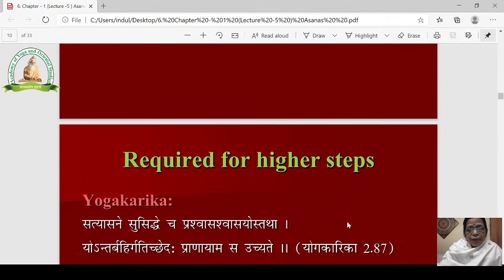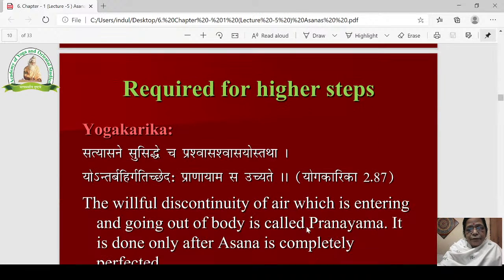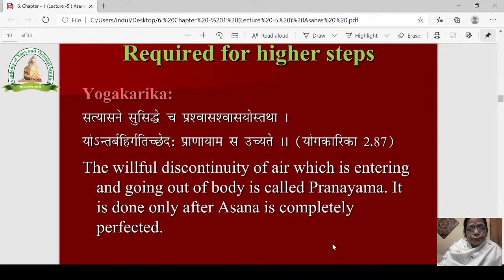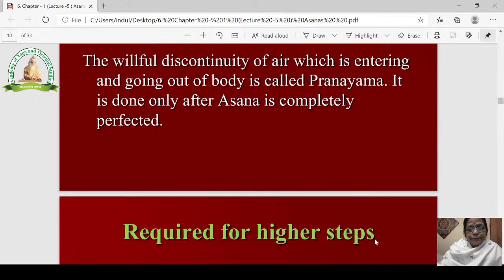not before that. Again, let us see what Yogakarika says. Yogakarika says, Satyasane susiddheja prasvasa swasayos tatha jontar bahirgati chedah pranayama sauchyate. The willful discontinuity of air which is entering and going out of the body is called pranayama. It is done only after asana is completely perfected. Here also Yogakarika says that only when one is perfect in asana, then he should proceed to do pranayama, not before that.